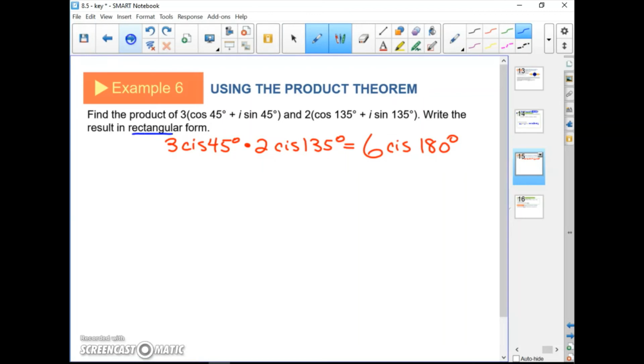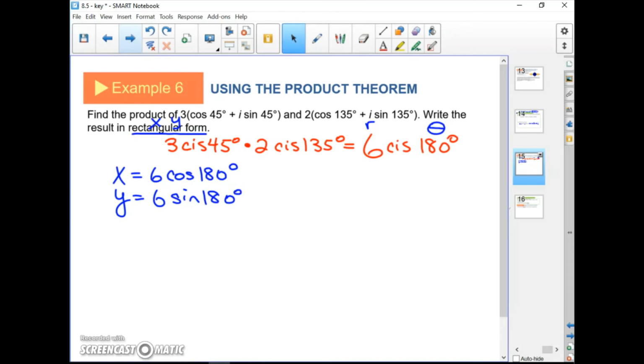but they ask us for rectangular form. So that's what makes this problem a little bit more complicated. Remember, rectangular form, we're going to need x and y. We have currently r and theta, but they want x and y. So we have formulas for that. x is going to be r times cosine theta, and y is going to be r times sine theta.